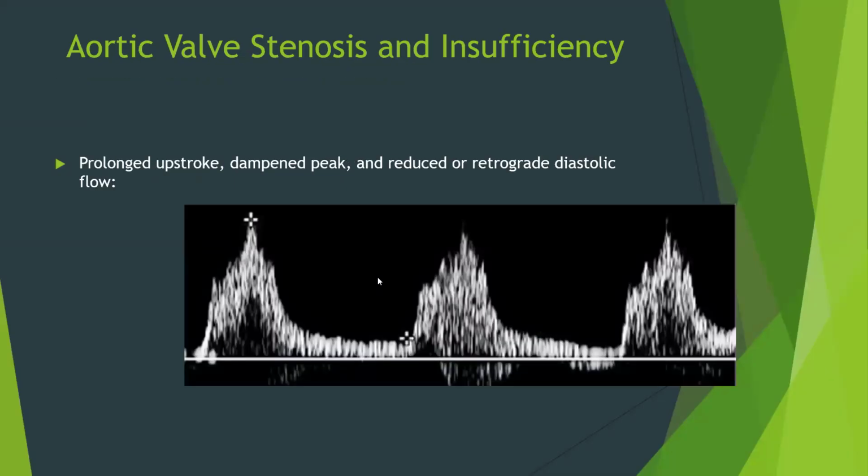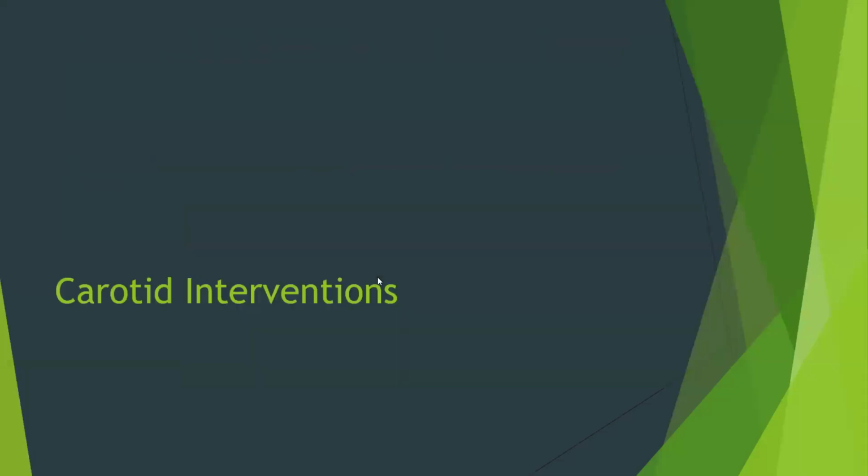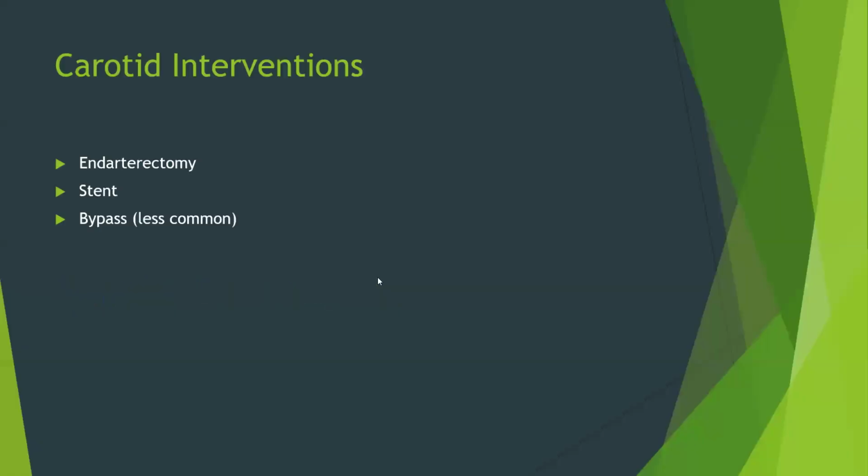Aortic valve stenosis, again, we're getting that prolonged upstroke, that dampened peak, that reduced or retrograde diastolic flow, okay? So carotid intervention. When we're talking about dissection or FMD or atherosclerotic disease, endarterectomies mainly take place when we have atherosclerotic disease. Stents or bypasses could be placed in these patients who have any of the above: atherosclerotic disease, dissection, FMD, those kinds of things.